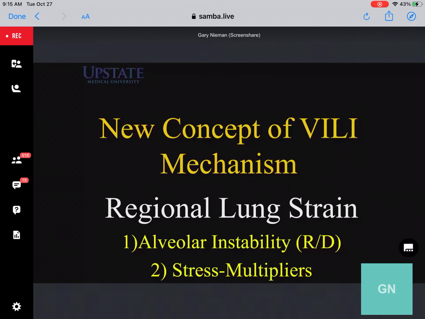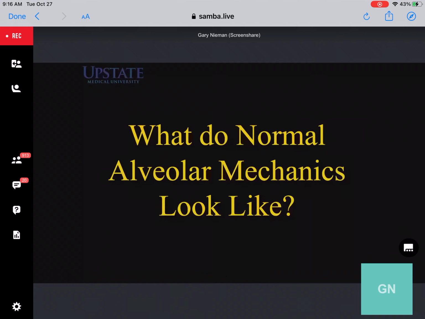And also a newer concept called stress multipliers. And this occurs in normal inflated tissue surrounding tissue that's going through recruitment-derecruitment, or tissue that's totally collapsed or edematous and is not involved with each ventilatory cycle. It just remains collapsed or edema-filled with no air during expiration or inspiration. And it's this regional lung strain that's actually the mechanism driving VILI. And I'm going to go into each of these in some detail. So first we have to know, what do normal alveolar mechanics look like?